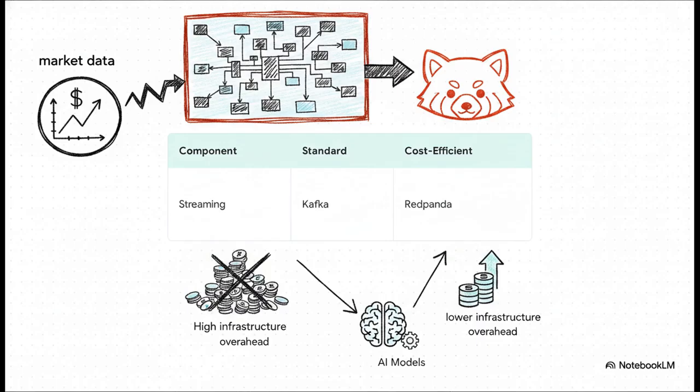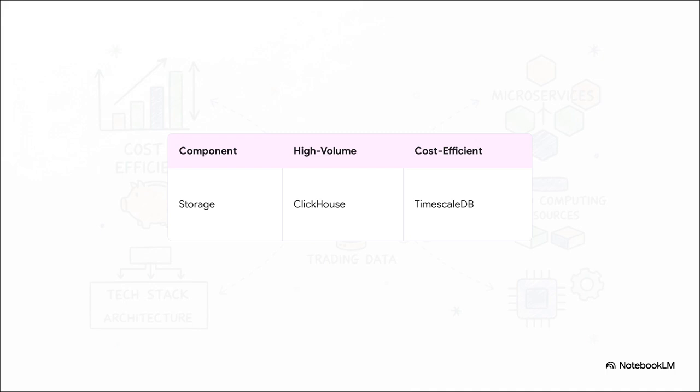By starting with just a single, reliable market data provider in Redpanda, you get massive performance with a fraction of the infrastructure overhead. Honestly, you only really need to scale up to that massive Kafka ecosystem when your trading volume absolutely demands it.